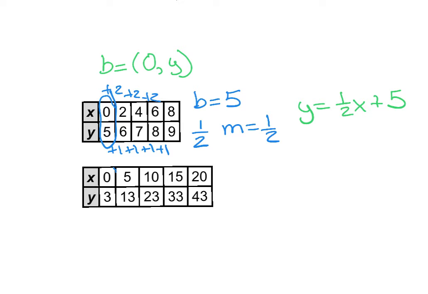Again, we can find our b value when we know x is 0. So what is b? 3. And then how much is my y changing? Plus 10, right? Yeah. How much did my x change? Plus 5, right? Yeah. So it's going to be 10 over 5, or what? 2.